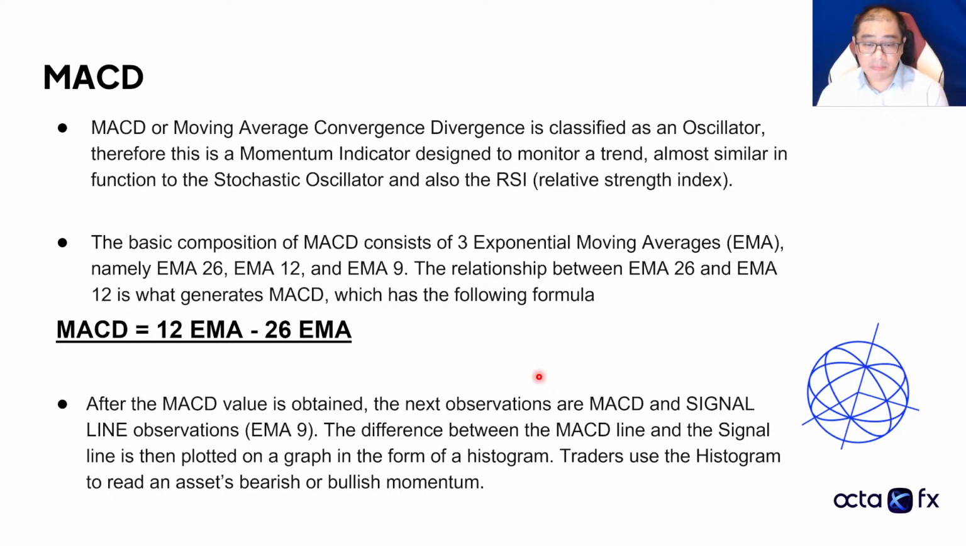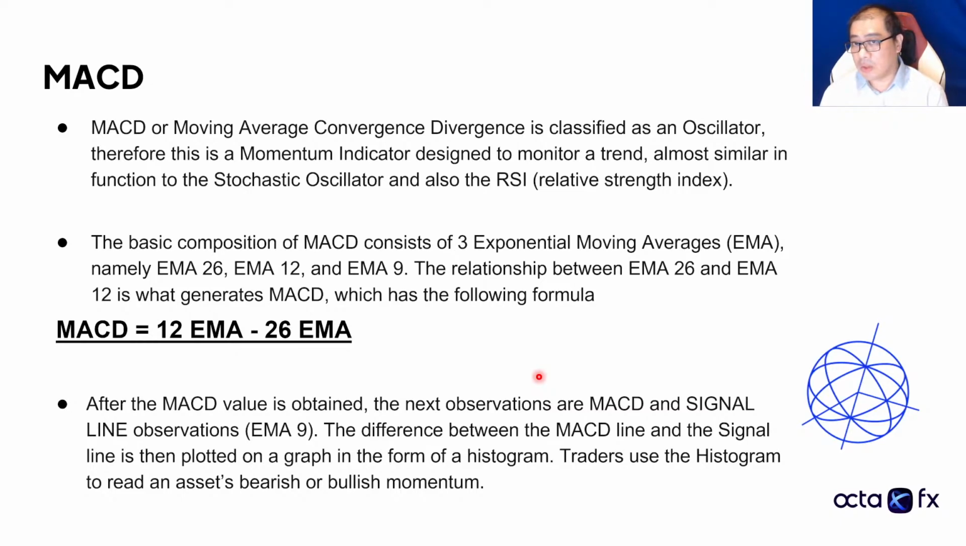The basic composition of the MACD is that it consists of three exponential moving averages. The first one is the exponential moving average 26, then EMA 12, and then EMA 9, which is the signal line. The MACD itself is the relationship between EMA 26 and EMA 12. That's your MACD line.